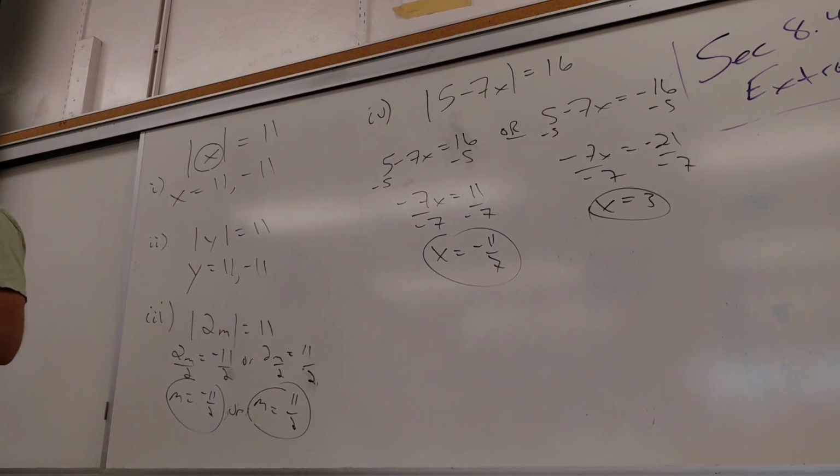Okay. Yes, sir. But if you change the sign to the absolute value, like 5 minus 7x, why don't you change it to 5 plus 7x? Why wouldn't I? Yeah. Okay, good. Okay, you ready?